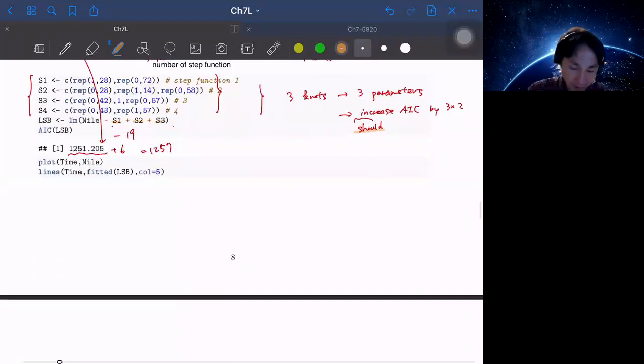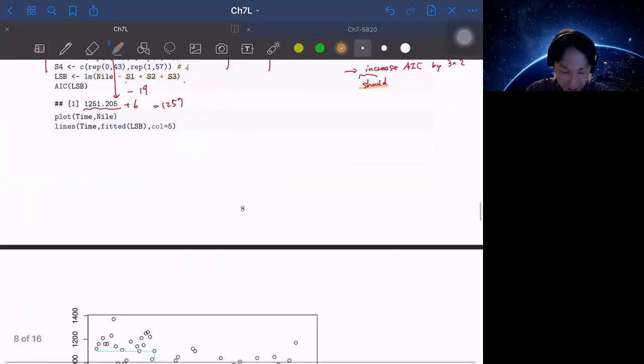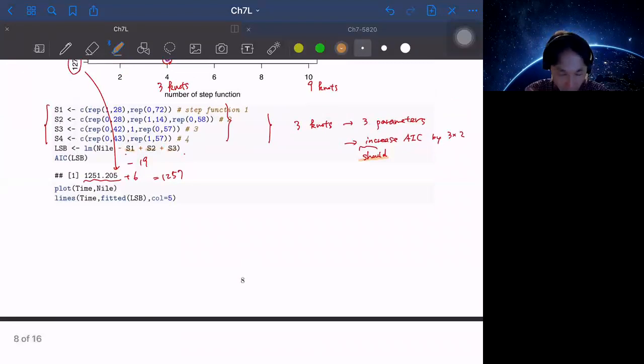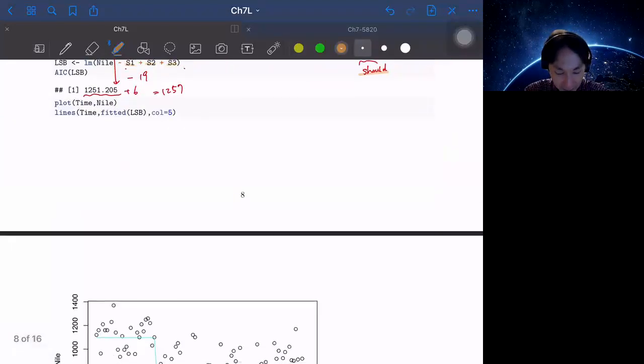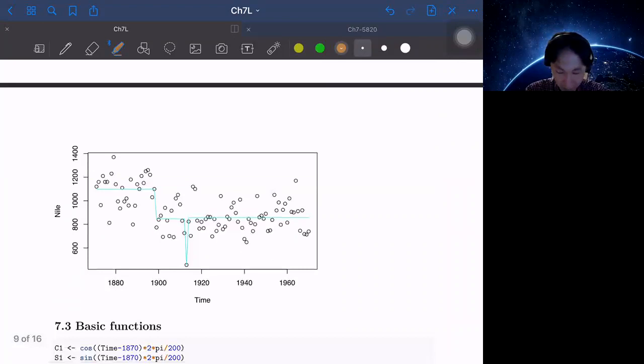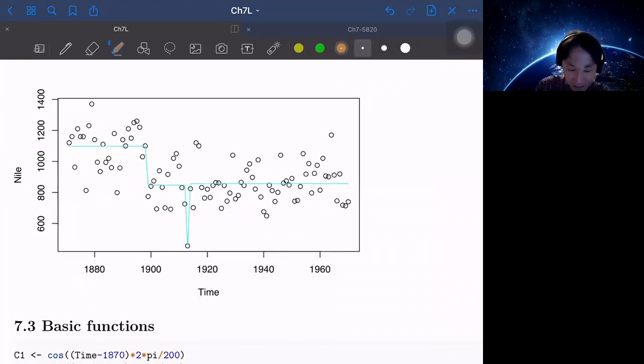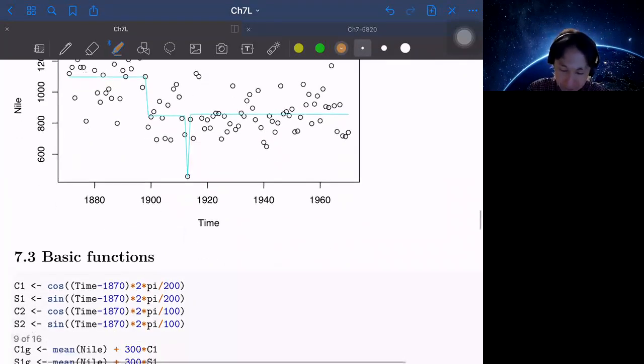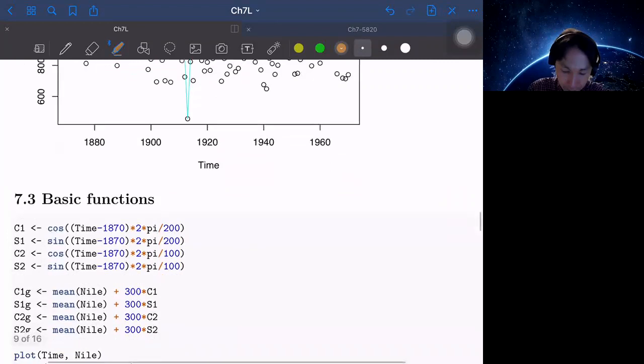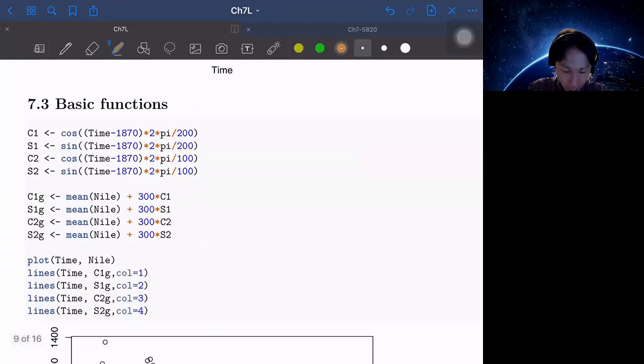Yeah, so it's hard to choose the knots, right? If we do all combinations, then certainly we can optimize it. And okay, this is the fitted line. This is ad hoc, but you can see that it fits better. It fits better. But this is arbitrary.